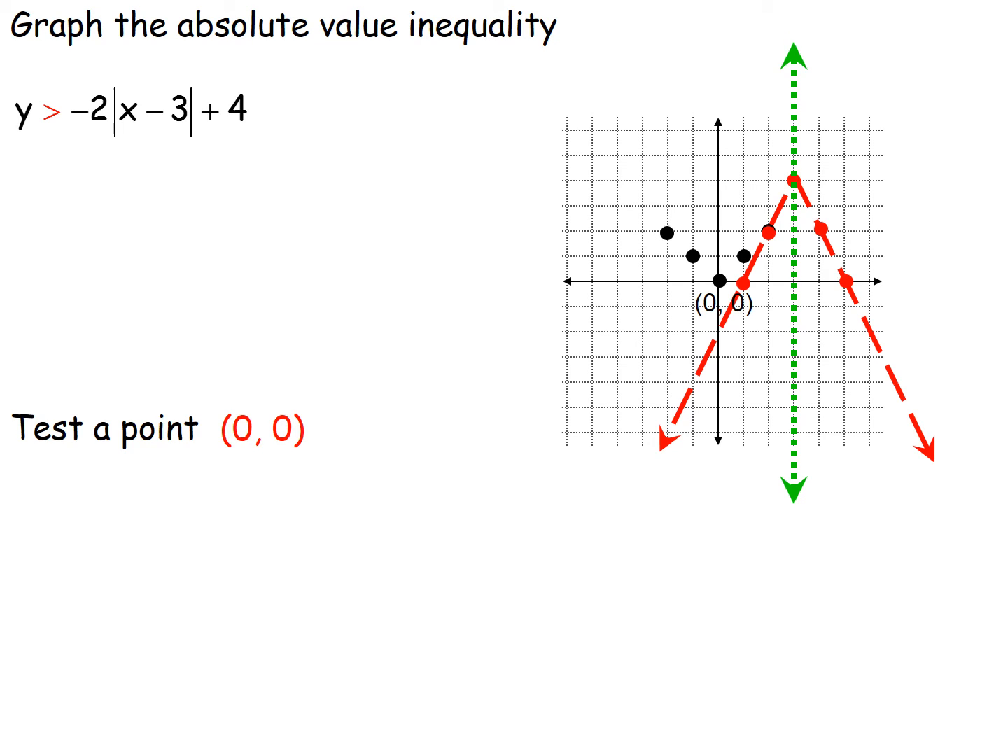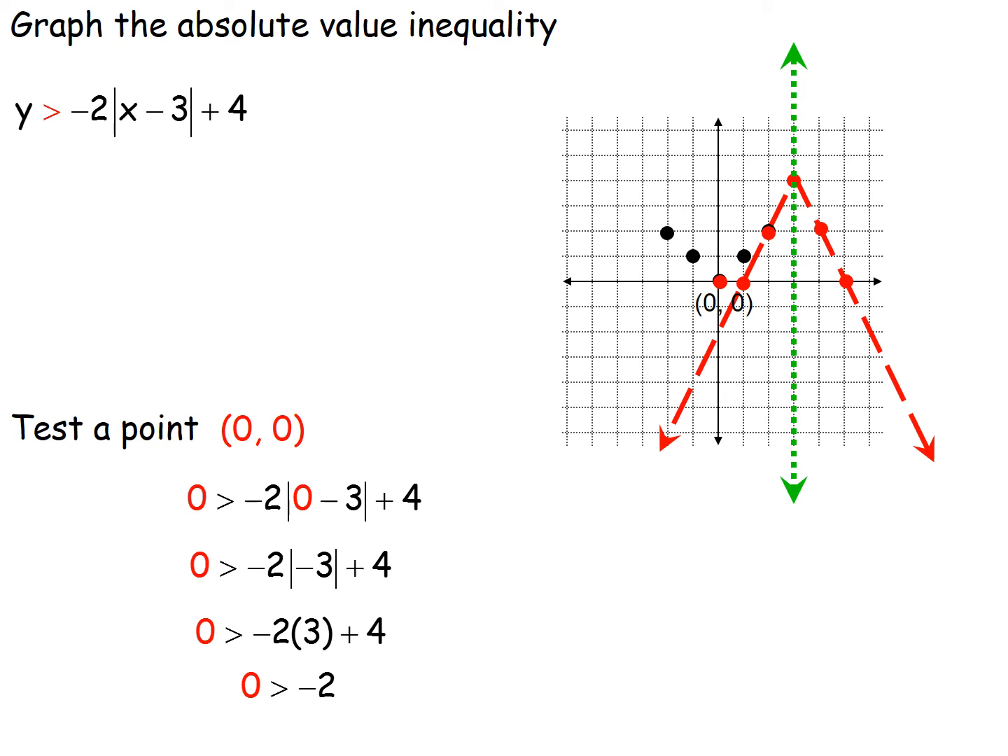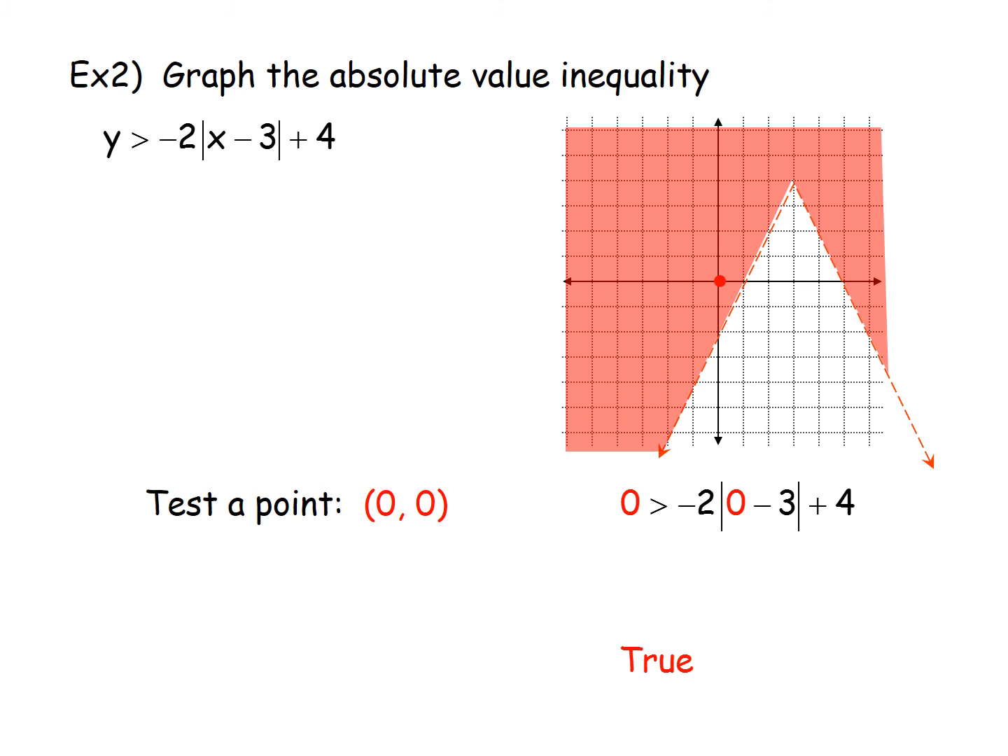Then we are going to figure out the test point. Like always, let's use the origin (0, 0) to figure out where the solution set lies. I plug in 0 for x and y, and I have 0 is greater than negative 2 times the absolute value of 0 minus 3, plus 4. When I simplify inside the absolute value bars, I get negative 3. The absolute value of a negative number is positive, so it ends up being negative 2 times 3 plus 4. So here I have 0 is greater than negative 2. Is that a true statement? It is indeed. So the solution set will include the origin, and I'm going to shade above my line.